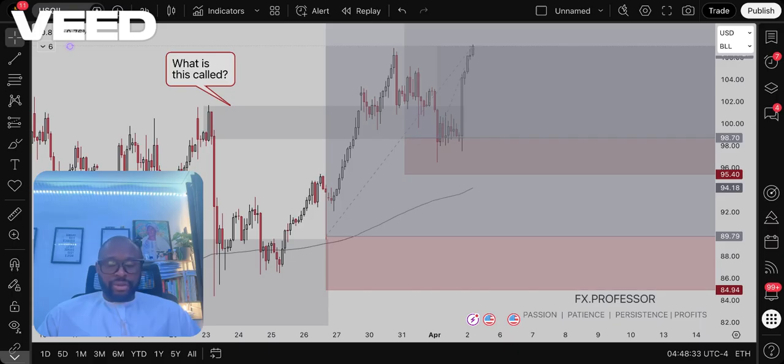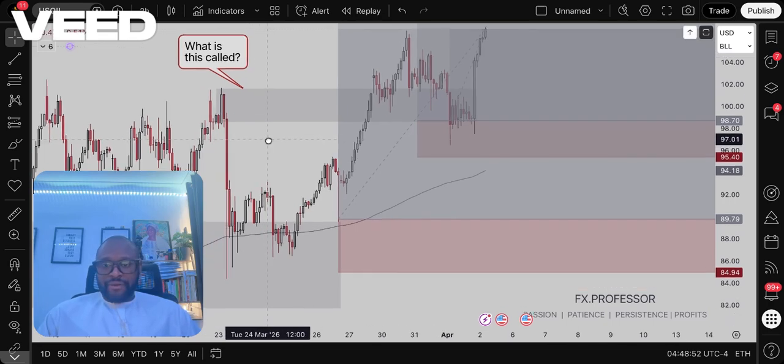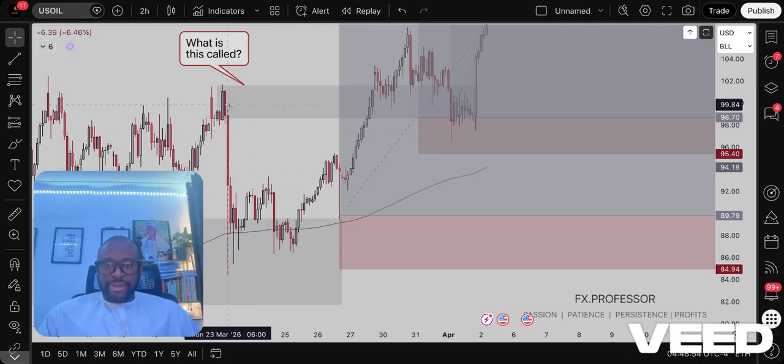What is a breaker block? A breaker block in simple terms is known as a failed order block. Whenever you have an order block that refuses to hold and we have a pullback or a retracement or a retest of that order block, it is called a breaker block. In this case, we have our order block here, okay? This order block failed to hold.